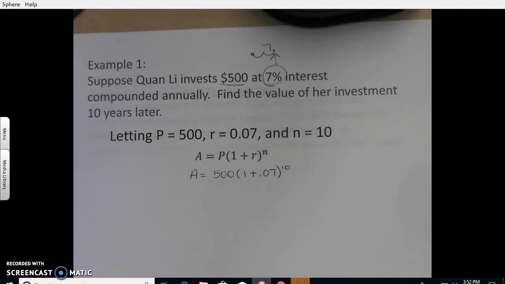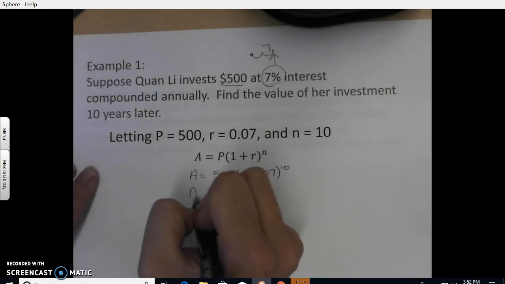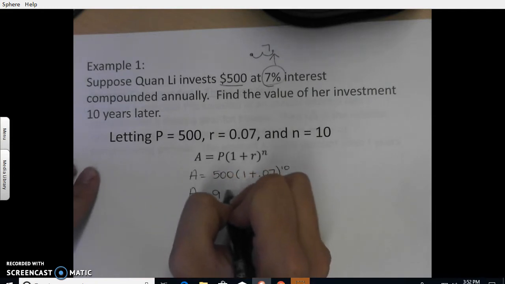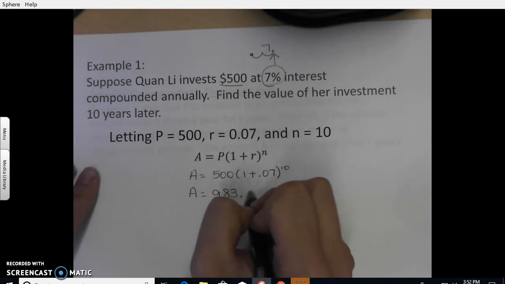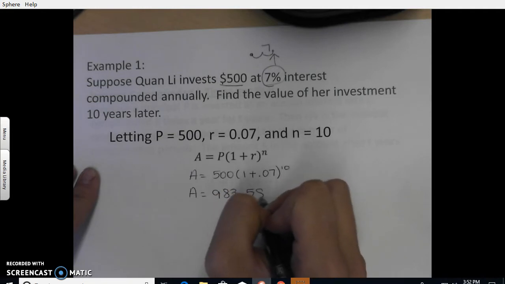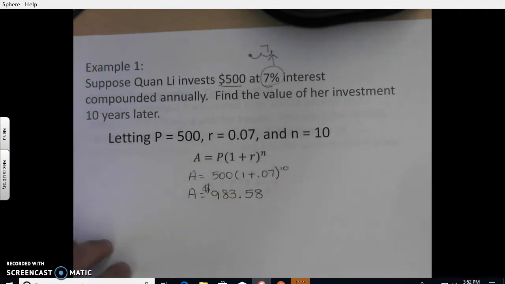We plug this into our calculator. 1.07 to the 10th power times 500. A is equal to $983.58.